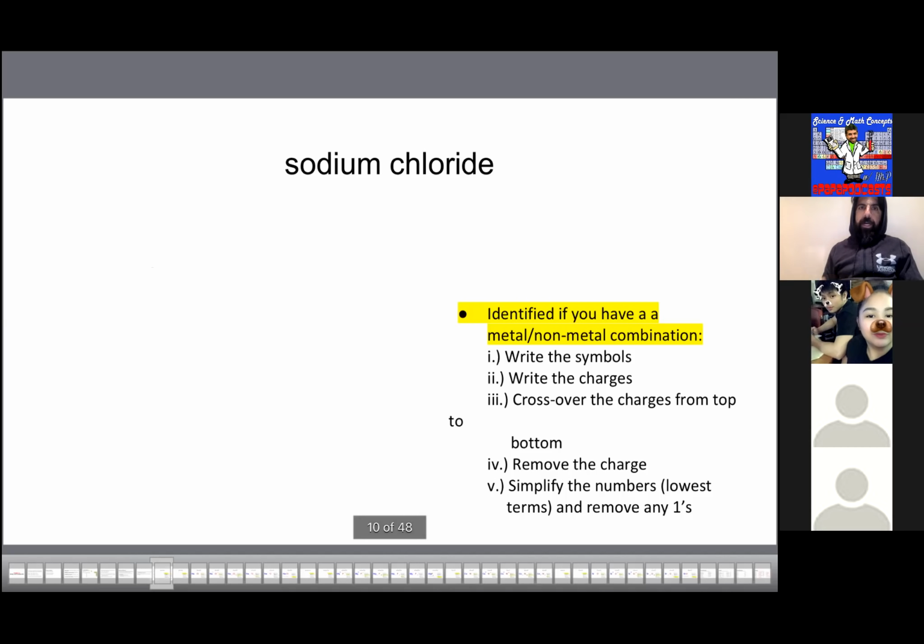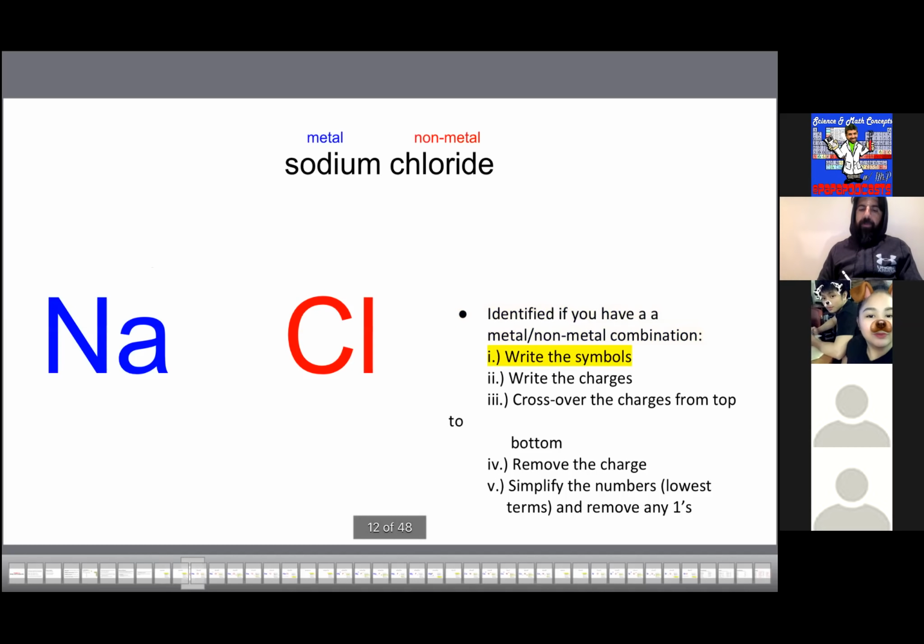Okay, so let's look at here. We're going to try to go through these rather quickly. Sodium chloride: identify metal, non-metal. Yes, we have the metal, non-metal. So now we can go through the 5-step crossover rule. Step 1, after we've identified metal, non-metal, we write the symbols. Then we write the charges, so these are the oxidation numbers.